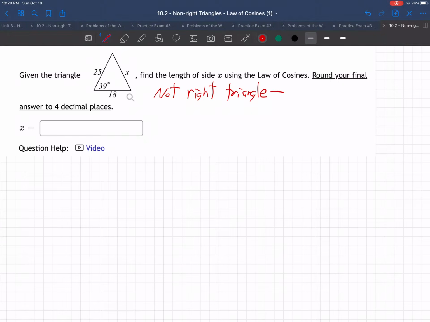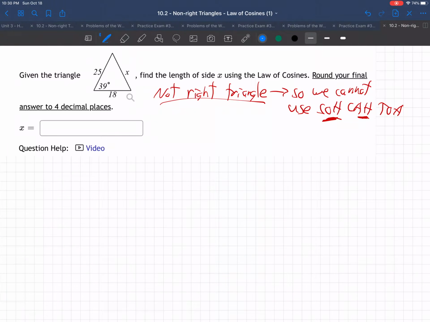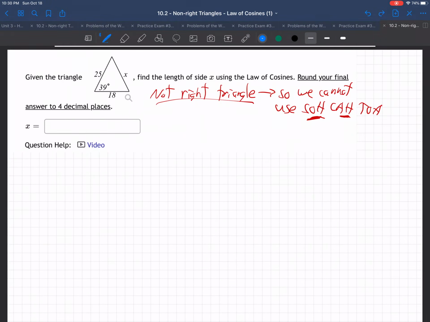It's not a right triangle, so we cannot use SOHCAHTOA, right? SOHCAHTOA has hypotenuse. Sine is opposite over hypotenuse, cosine is adjacent over hypotenuse. So that's only for right triangles because it has hypotenuse in it. Next, we cannot use the law of sines.